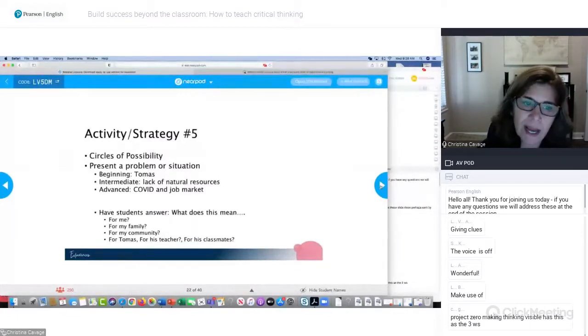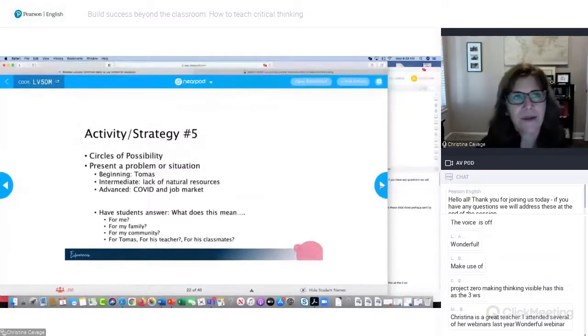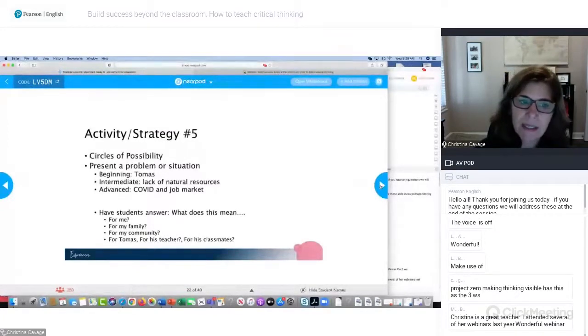So the first one would be, what does this mean for me, this problem? If I'm Thomas at the beginning level, and Thomas came late for class, what does this mean? Well, this means that maybe I am not going to do so well in class. I may have missed some information. What does this mean for my family? What does this mean for my community? What might this mean for Thomas's teacher or for Thomas's classmates? The teacher may have been interrupted. The classmates have been interrupted.